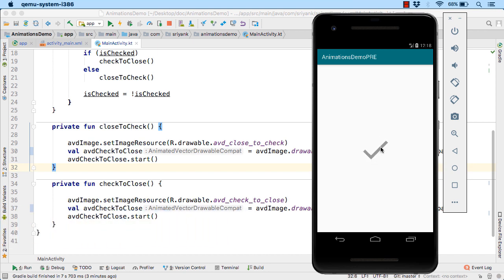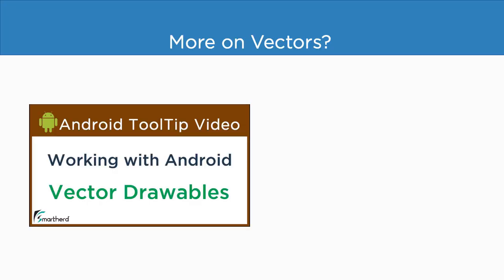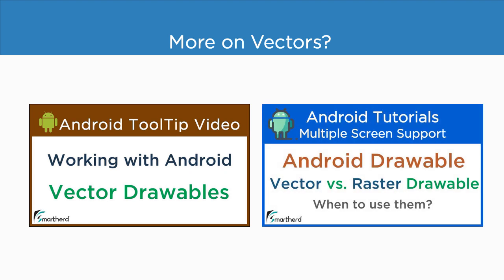So yes, that was pretty much it for this video. And if you want to explore more on what vectors are in detail, then you must watch my dedicated video on vectors. Again, the link is in the description. Also, I have created a separate video on raster drawables versus vector drawables and how and when to use them. And I think this will also be a great learning curve soon after this video. So you must watch both these videos.